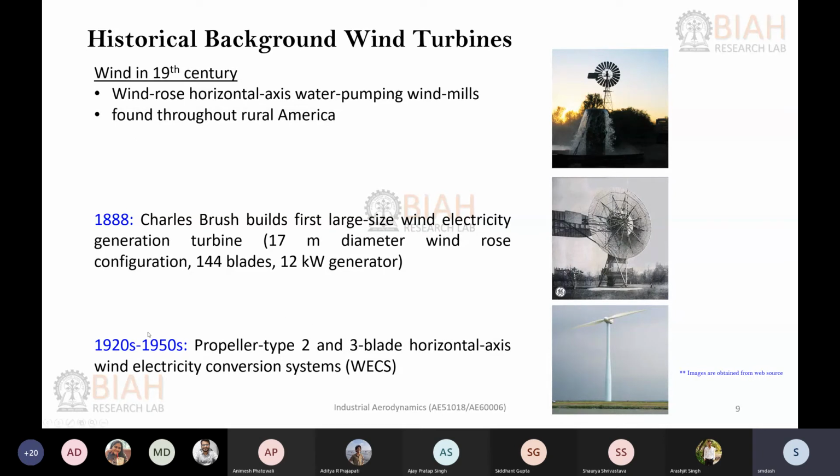So from 1920 or the 1950s, and till today, we are seeing the propeller type 2-blade or 3-blade horizontal axis. There could be 1 blade also, we will see. These bladed horizontal axis wind turbines are still evolving. Okay, so this is how wind turbines have evolved over the years.